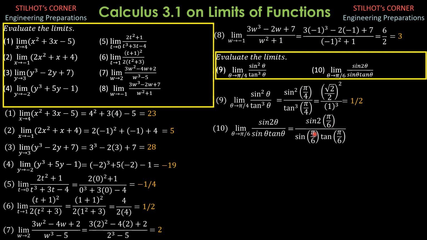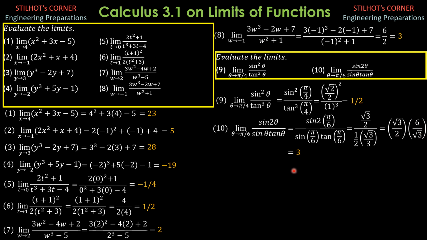Sine of pi over 6 or sine 30 is 1/2. Tangent of pi over 6 or tangent of 30 is square root of 3 over 3. So this is equal to square root of 3 over 2 divided by 1/2 times square root of 3 over 3. So we can cancel square root of 3, we can cancel 2, then this 3 in the denominator will become the numerator. So the answer here is 3, but I'll still simplify this for your understanding. So square root of 3 over 2 times the reciprocal of the denominator, which is 2 times 3 is 6 over square root of 3. So cancel square root of 3 and 6 over 2 is 3.